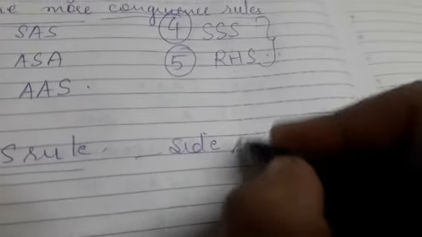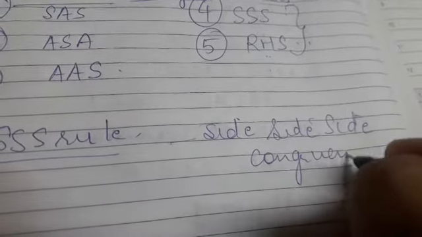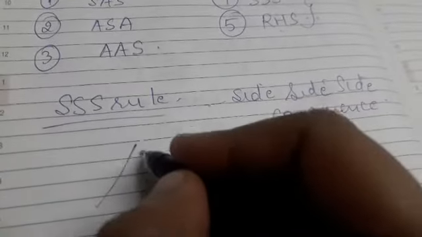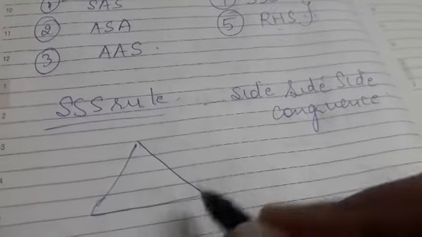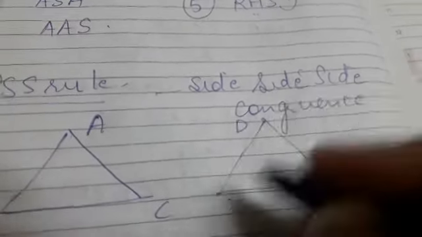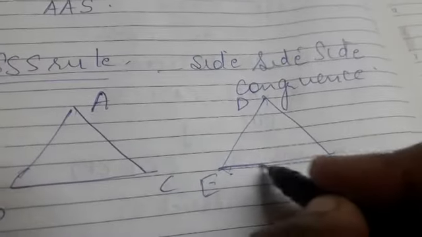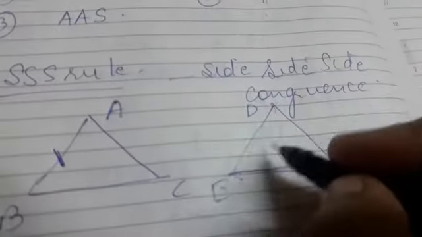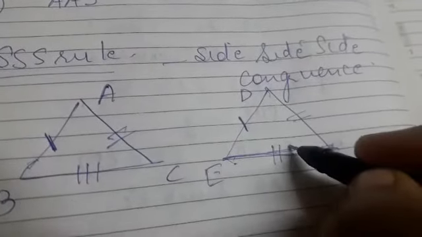Now when we talk about the SSS rule, which means side congruence, okay? Now if I make two triangles, ABC and triangle DEF, suppose AB is equal to DE, AC and DF are same, BC and EF are same sides.